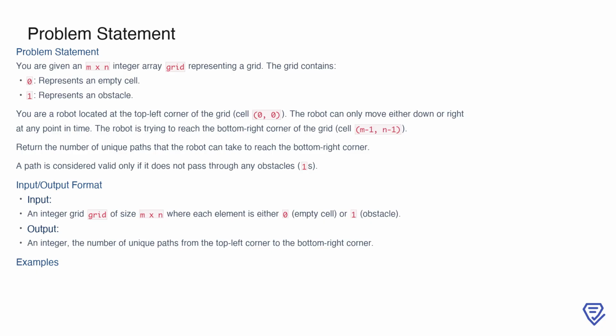The robot can only move down or right at any point in time. The task is to determine the total number of unique paths that the robot can take to reach its destination without passing through any obstacles. The output should be an integer representing this count. The input will be the grid, while the output will be the calculated number of valid paths.